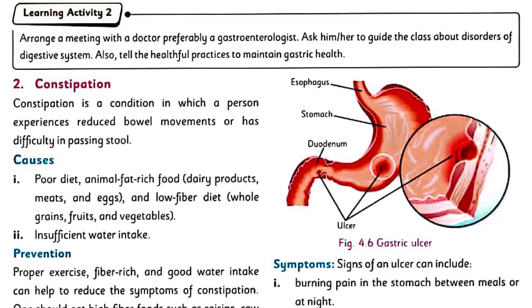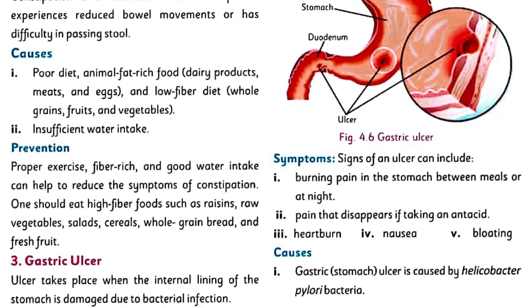2. Constipation. Constipation is a condition in which a person experiences reduced bowel movements or has difficulty in passing stool. Causes: 1. Poor diet, animal fat-rich food, and low-fiber diet. 2. Insufficient water intake.